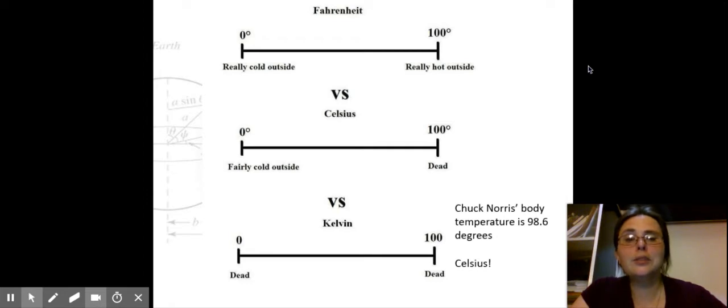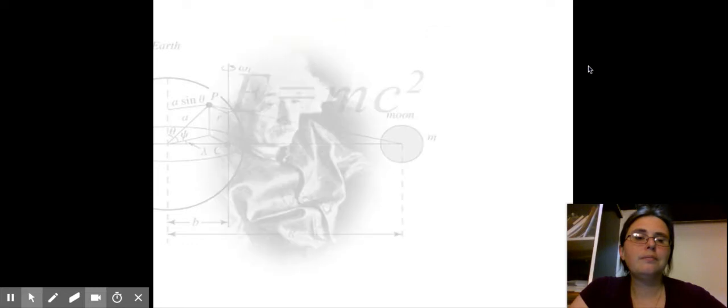98.6 degrees Celsius would be really, really, really hot. A normal person has a body temperature of about 37 degrees Celsius.